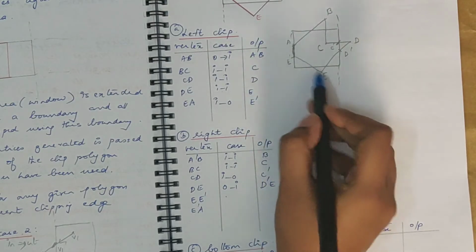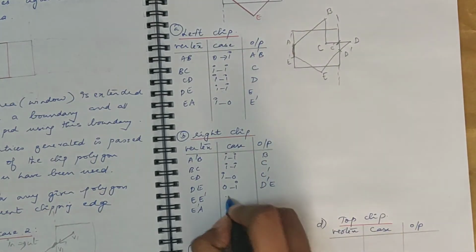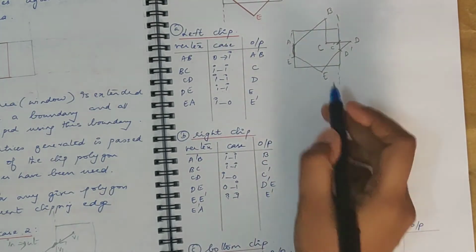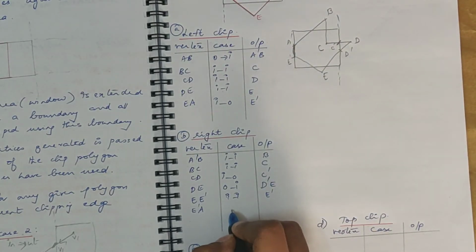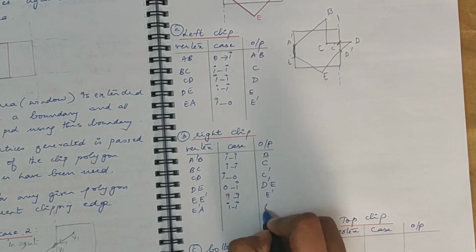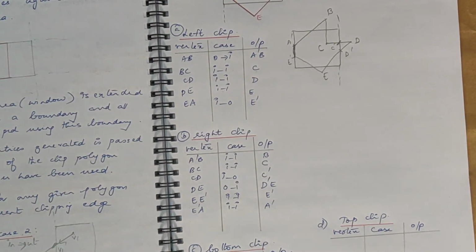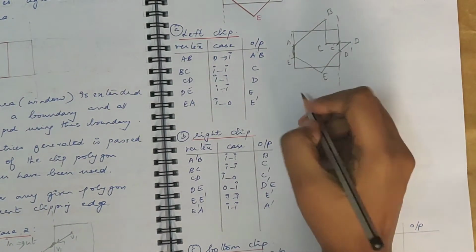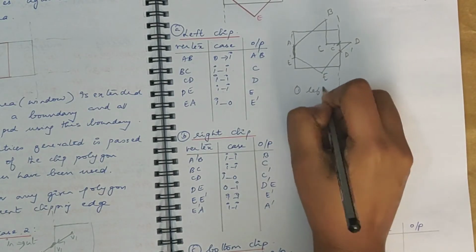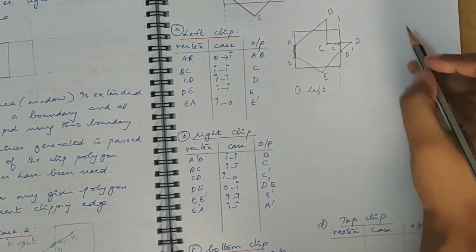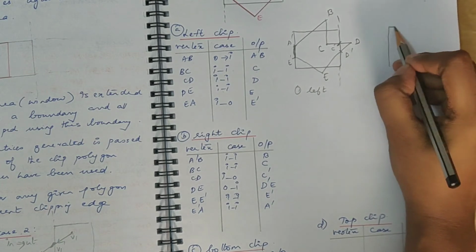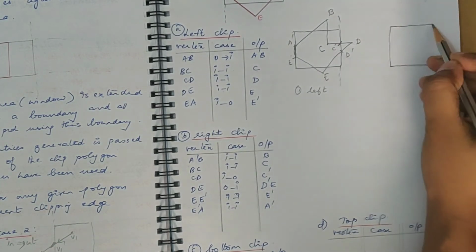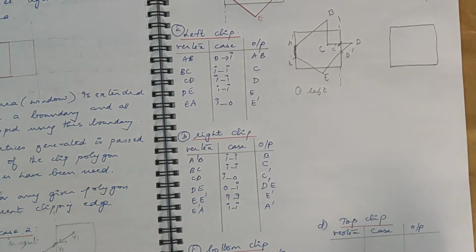The next you have E dash. So E dash is also inside to inside. You just add the vertex E dash. Then you have E dash A, that's also inside to inside. You just add the second vertex A dash. So this is the result after right clip. Okay. So after right clip, let me draw it here itself. So after right clip, what happens?